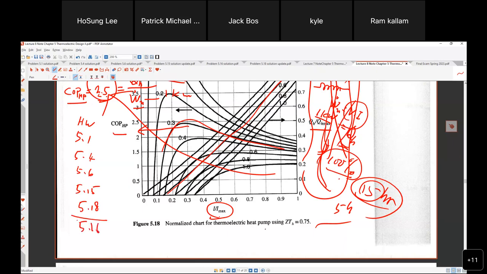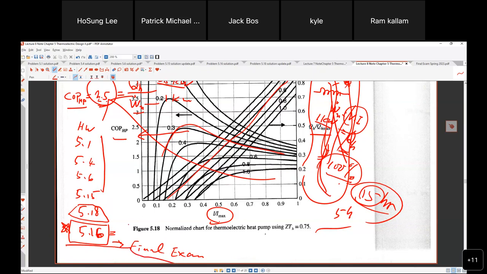Now, 5.16 is a challenge. I'm just telling you, this is a little bit challenging. 5.16 is a challenging problem, and I included it in the final exam. Topics up to 5.16. But I'm telling you, 5.16 is challenging. And yeah, the optimum tables are in the appendix. This is what I'm going to talk about now.